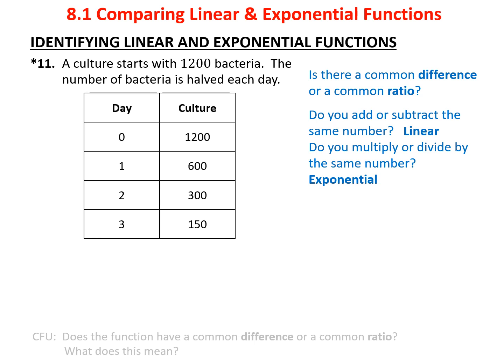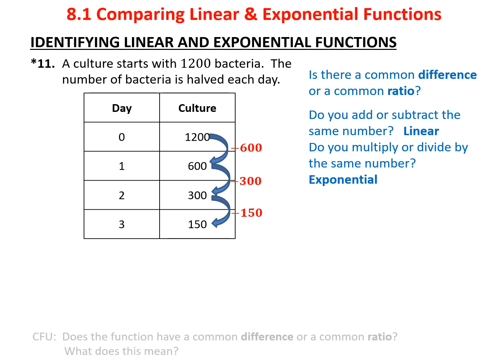In problem 11, we have a culture of bacteria. Starts with 1,200 bacteria, and the number of bacteria is halved each day. Halved means to cut in half, or you could say divided by 2. So as I look at the difference first, I see first one, it goes down 600, but then it goes down 300, and finally it goes down 150. So because there's not a common difference, the difference is not the same, this is not linear.